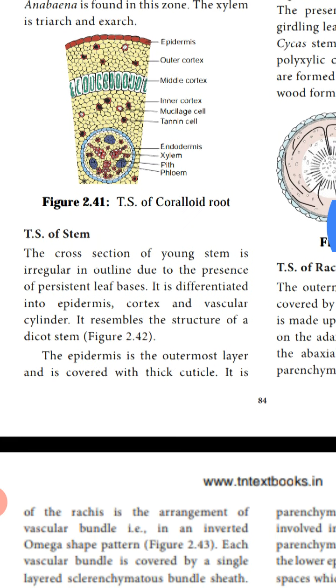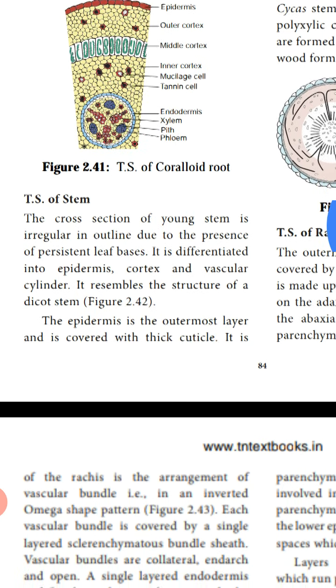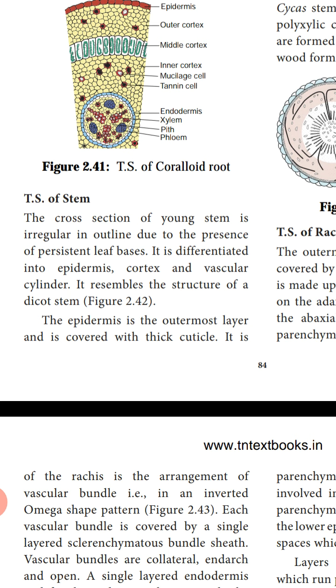Next about the stem. The cross section of the young stem is irregular in outline due to the presence of persistent leaf bases. As we have studied, the leaf base remains as it is even after the shedding of the foliage leaves. Because of the presence of these leaf bases, the outer layer does not form a circular structure, but an irregular outline is seen.